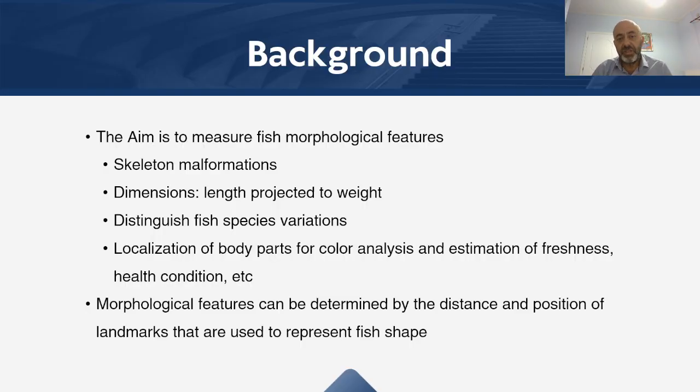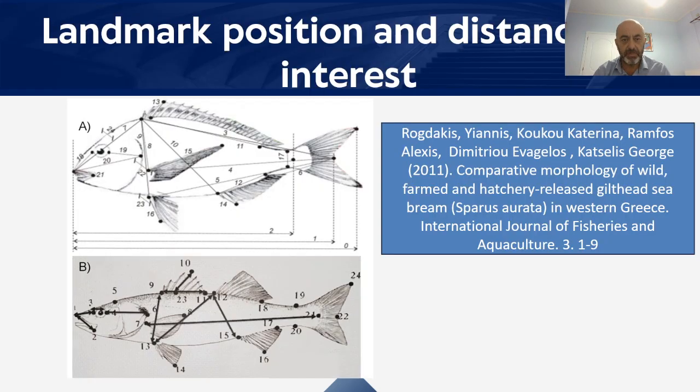The aim is to measure fish morphological features, for example, skeleton malformations, the dimensions of fish, length projected to weight, to distinguish fish species variations, the localization of body parts for color analysis and estimation of freshness, health conditions of the fish, etc. The morphological fish features can be determined by the distance and position of landmarks that are used to represent the fish shape. Here we see the appropriate positions for placing landmarks at the fish contour.